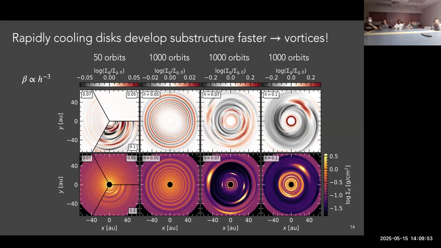My statement would be that for disks with a very fast cooling time scale, whatever causes it, be it an optically thin gas or really low or really high opacities in the optically thin regime, as long as your cooling time scale is fast compared to the shadow crossing time scale, that's the condition to see fast formation of rings and then vortices.